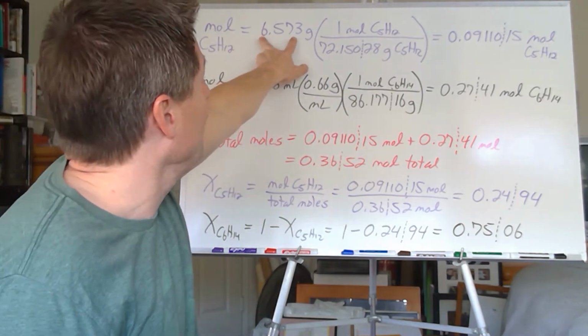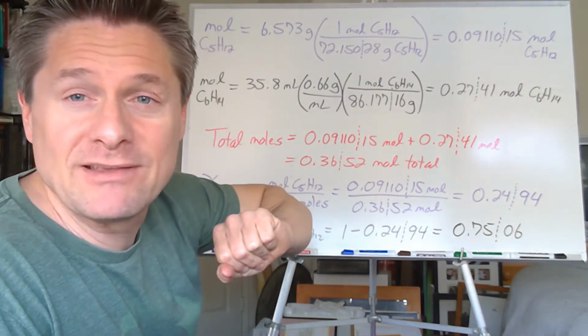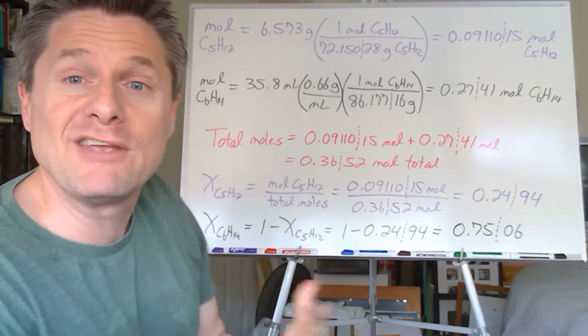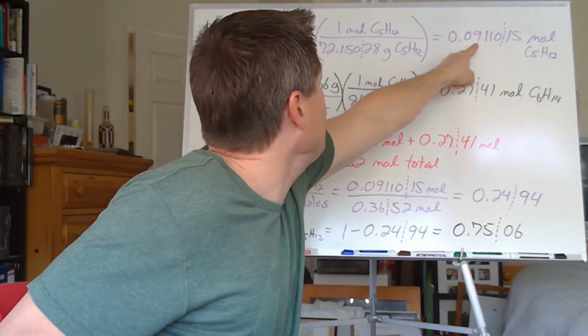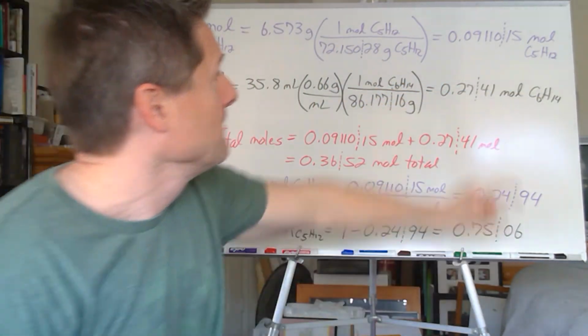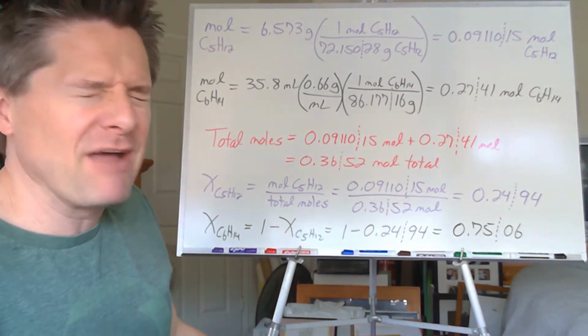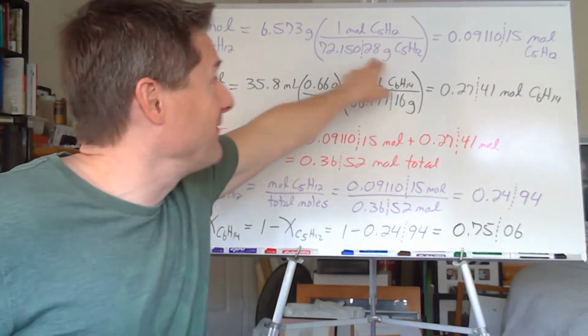So that gives us 4 sig figs in the mass, 5 sig figs in the molar mass. So we're limited to 4 sig figs in our moles of pentane. So I get 0.0911015 moles of pentane, good to 4 significant figures. We're doing a division there, right?